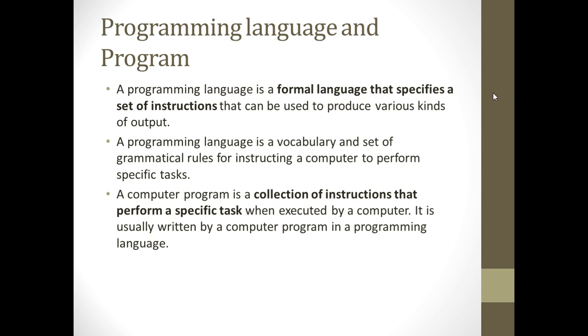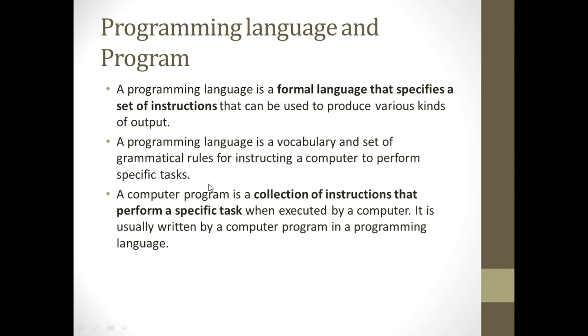A programming language is a formal language that specifies a set of instructions that can be used to produce various kinds of output. A programming language is a vocabulary. Vocabulary means a set of words and a set of grammatical rules. So there are a set of words and a set of rules for how those words are to be used, and the program is to be written for instructing a computer to perform specific tasks.